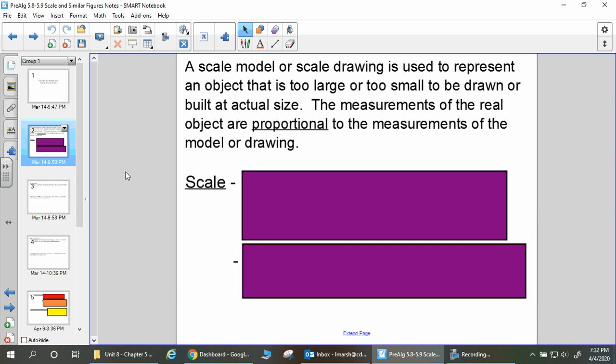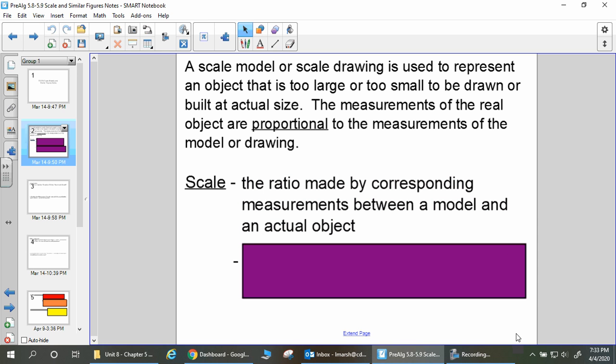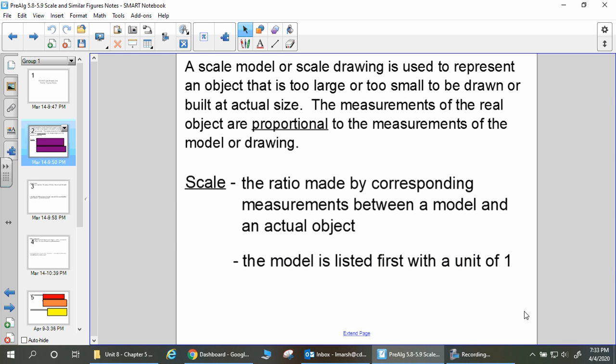Anytime we're working with a scale model or scale drawing, there is the actual scale. That scale is the ratio that's made by corresponding measurements between the model and the actual object. The model is going to be listed first, and we always want the model to have a unit of 1. So we want to know on the model 1 inch is equal to how much in real life. Or if it's a house, 1 foot on the model is how much in real life. Okay, that's what we're looking for.